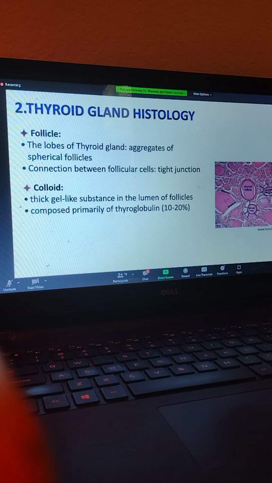Okay. And then the next one is the colloid. So we have a gel-like structure inside of the follicle that is called the colloid. Again, the colloid is the thick gel-like substance in the lumen of the follicle. This is primarily composed of thyroglobulin. Thyroglobulin is the globulin that can store the thyroid hormones. So we're going to talk about it more. The follicular cells make the thyroglobulin, and the thyroid hormone is attached to the thyroglobulin and stored inside of the follicle in the form of colloid.